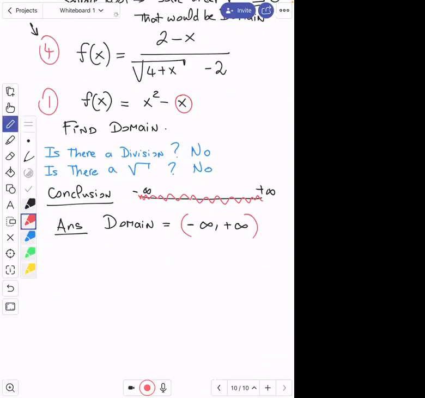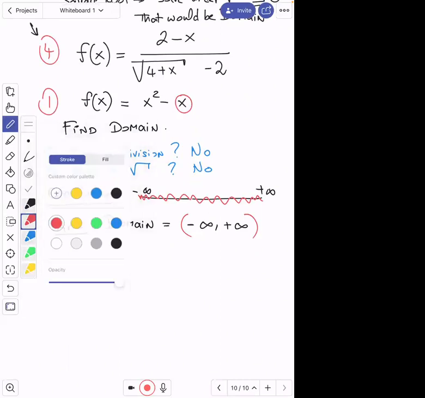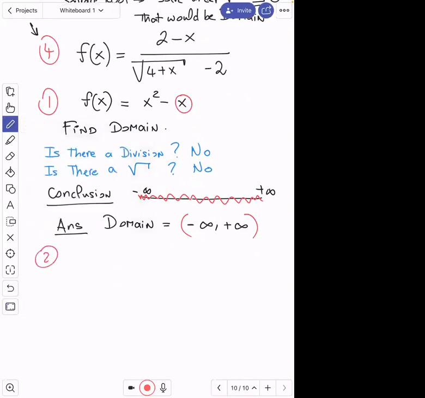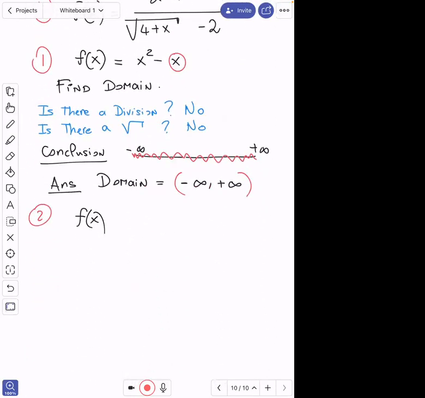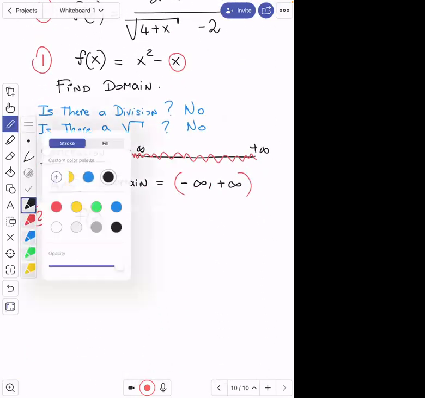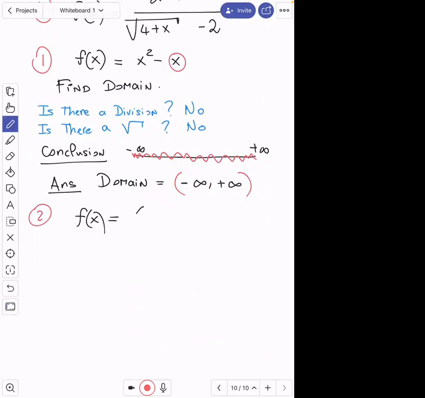Okay, so now for number 2. My f of x is, let's see, where's number 2? So it's x minus 4 over 2 minus x. So it's x minus 4 over 2 minus x. All right, and as usual, you find the domain.